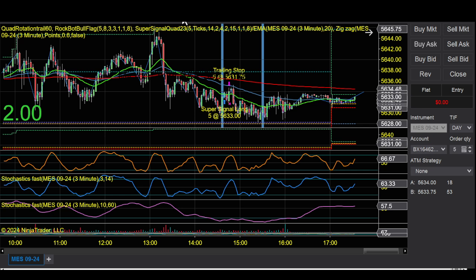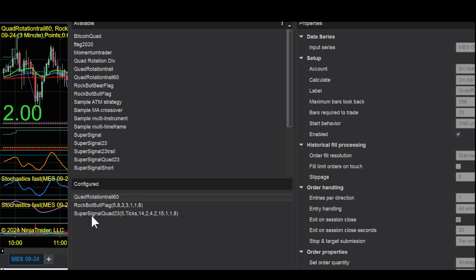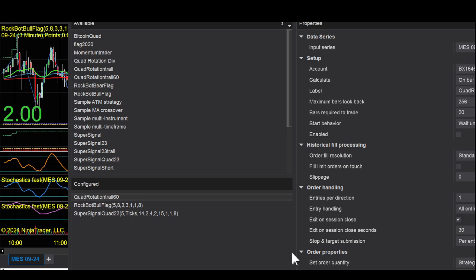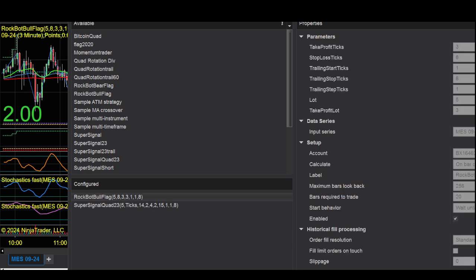Let me see. I want to take off that one that's confusing. Let's move the quad rotation 60 off. Apply. Remove. And I don't really use the super signal flag only on the 1 minute time frame because it's programmed with the 1 and the 5, so it has no testing done on any other time frame. So proceed with caution if you're going to run the flag on a different time frame.